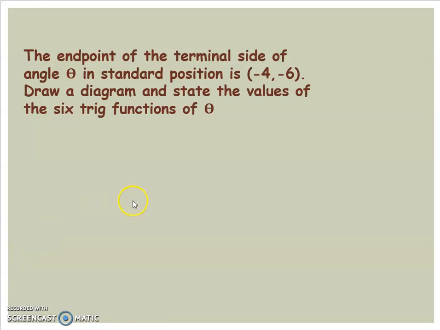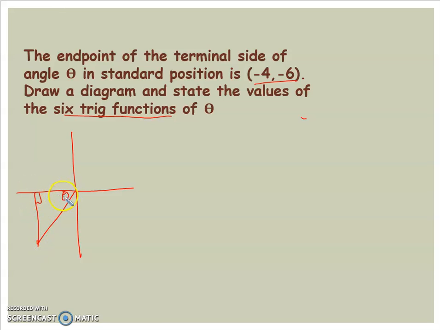Okay, so this is a review of the first half of this unit. We're going to start out with, given a coordinate, finding our trig functions based on that. So if we plot -4, -6, we will land in this quadrant.